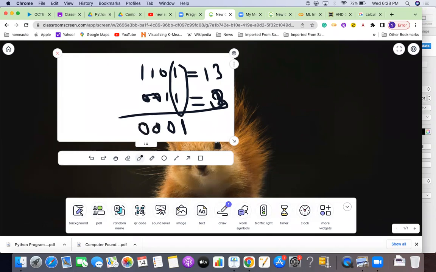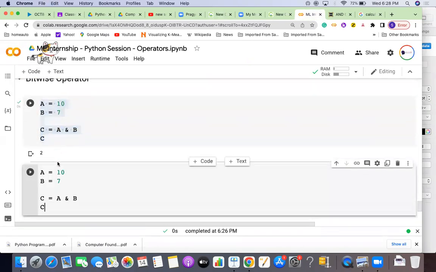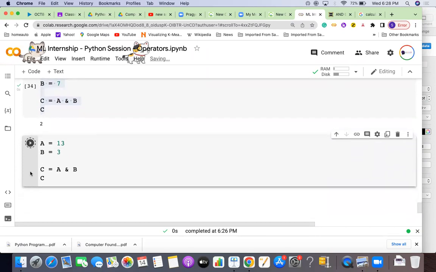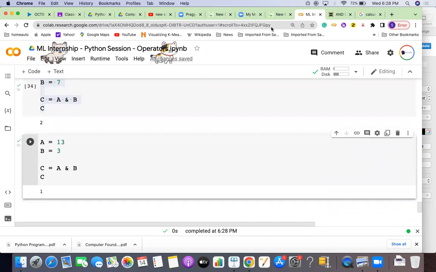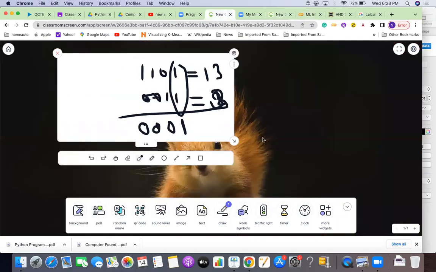What is 1? One. So now if we try to do the same thing with this, we'll get the same result. Let me do the same thing, cut and paste. So now one is 13, another is 3. The result we are supposed to get is 1. The result is 1. So you understood the bitwise AND operator?